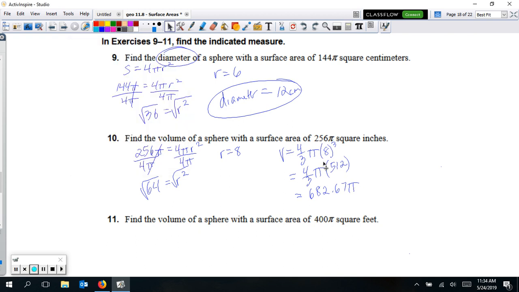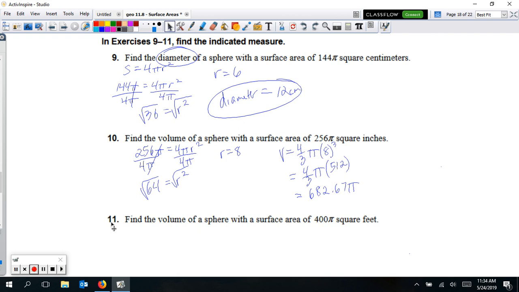So a good rule of thumb is if your problem is left in terms of pi, they want you to leave your answer also in terms of pi. Go ahead and pause the video and try number 11. Number 11 is just like number 10, and see if you can do that one correctly.